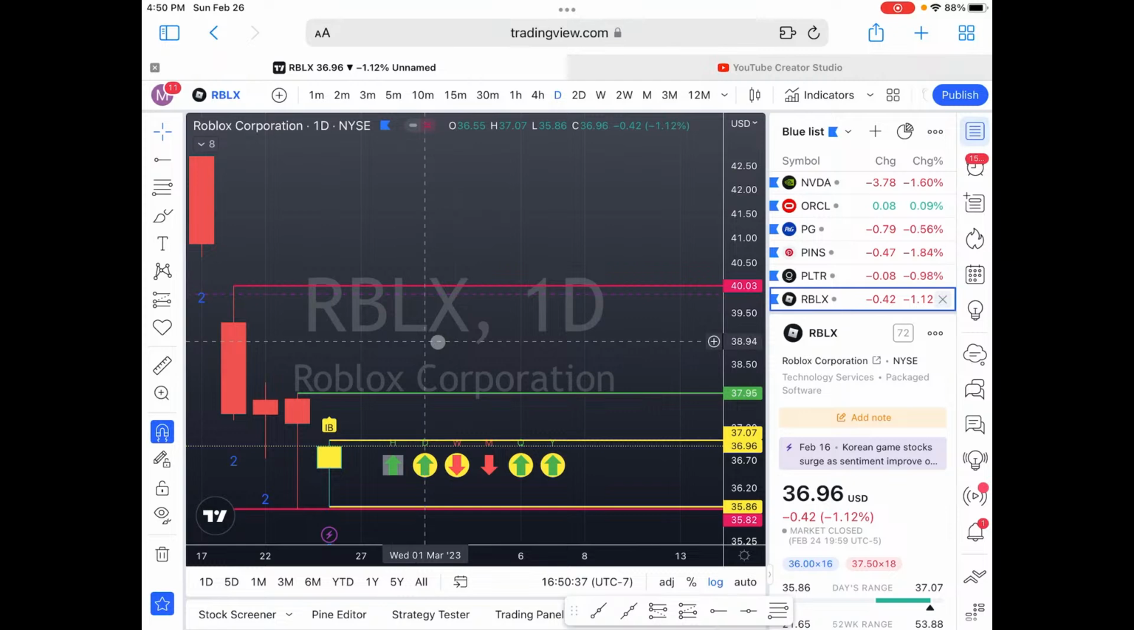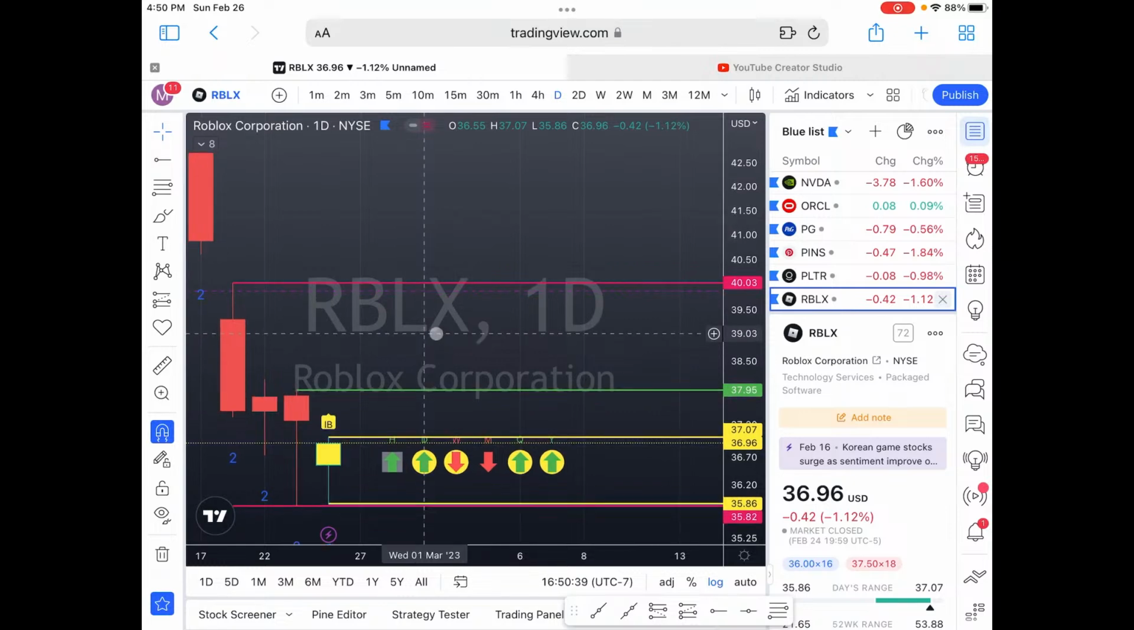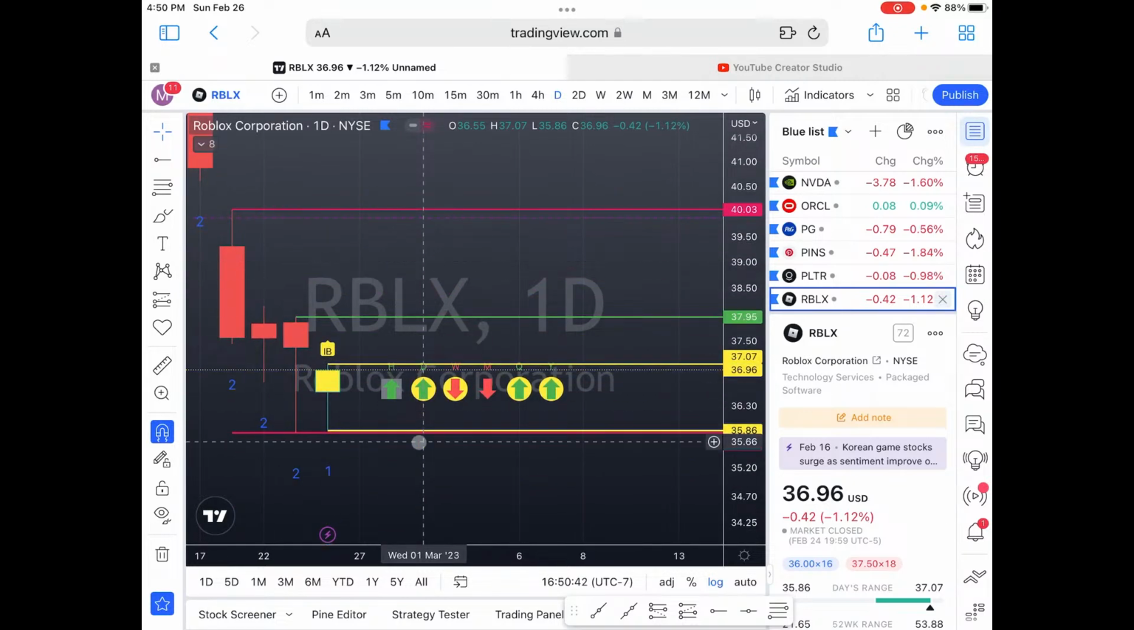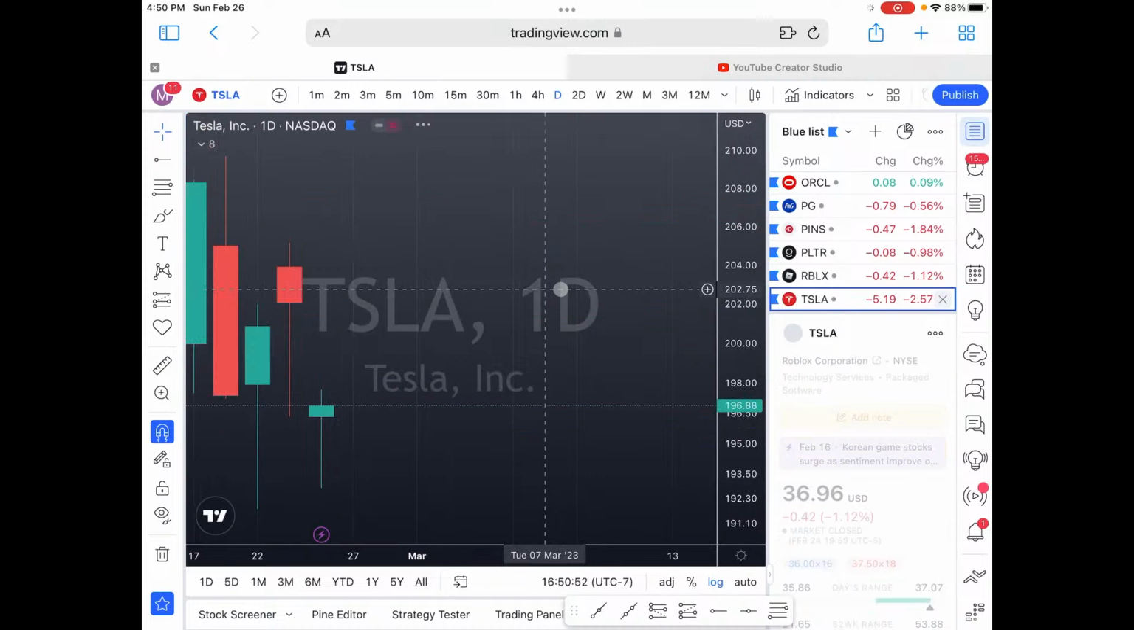Roblox inside bar, we can call that a hammer candle, so we can look for those calls on there at 37.07, puts at 35.86. Also an inside bar on the week. Again, I know that by my yellow circle. I also know that by my 2 pink lines. Okay, so that's on Roblox.